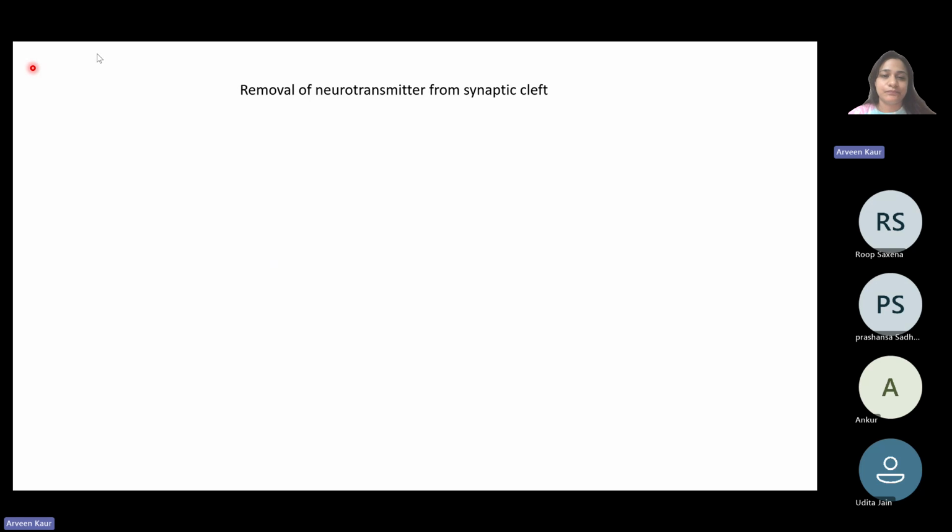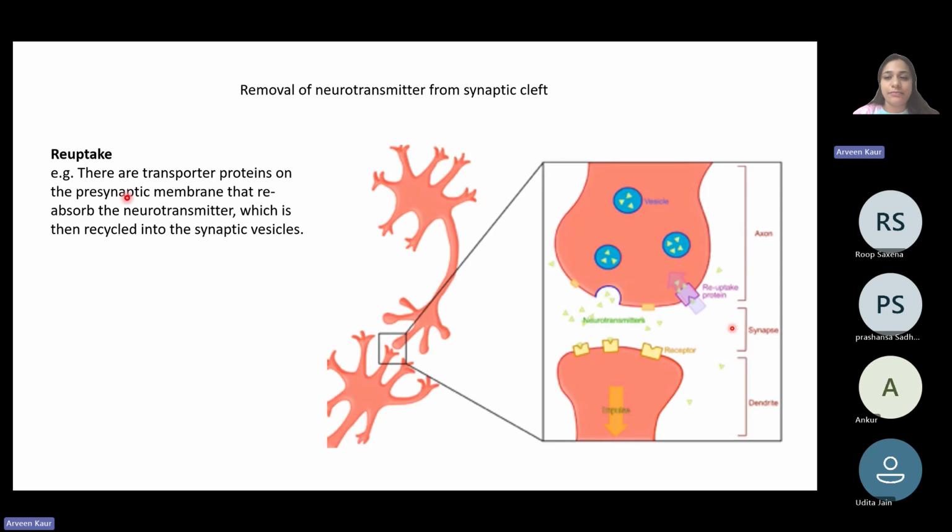Then this neurotransmitter is not just released into the synaptic cleft. The synaptic cleft has to be left vacant in between, right? It cannot be constitutively active. So that is why there is removal of neurotransmitter from the synaptic cleft as well. There are multiple ways through which this neurotransmitter can be removed. It can be degraded, it can be recycled, it can be reuptaken. It can be absorbed entirely by these dendritic receptors, etc.